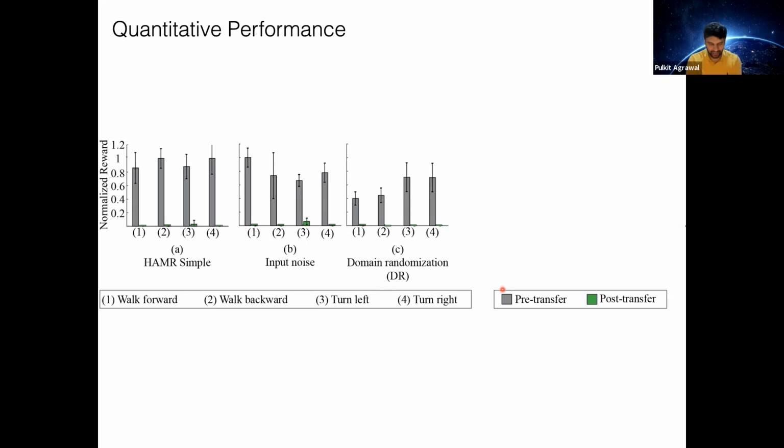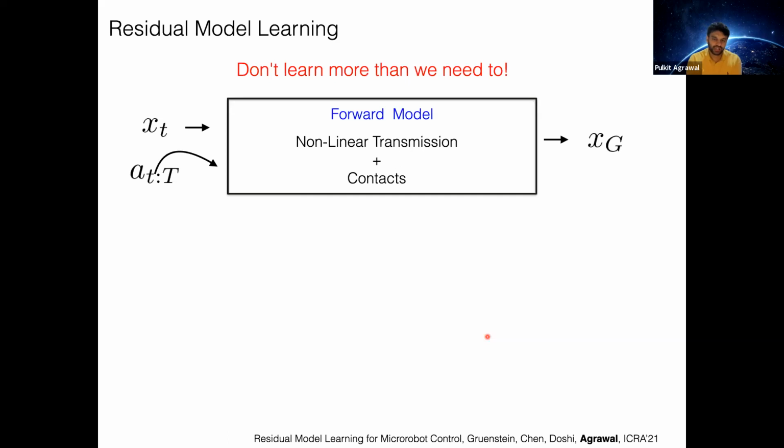Okay, so let's see one possible thing that we could do. One idea one could exploit is to say, well, let's assume that I want to learn the full model, which is I start with X and A, and I want to predict my future states or go to my goal state.